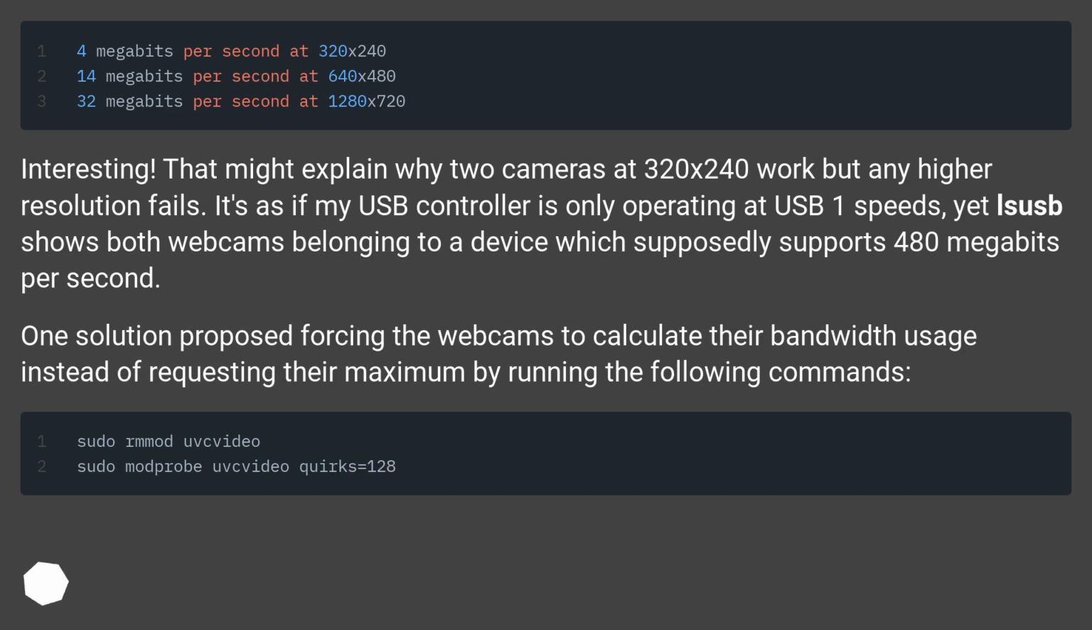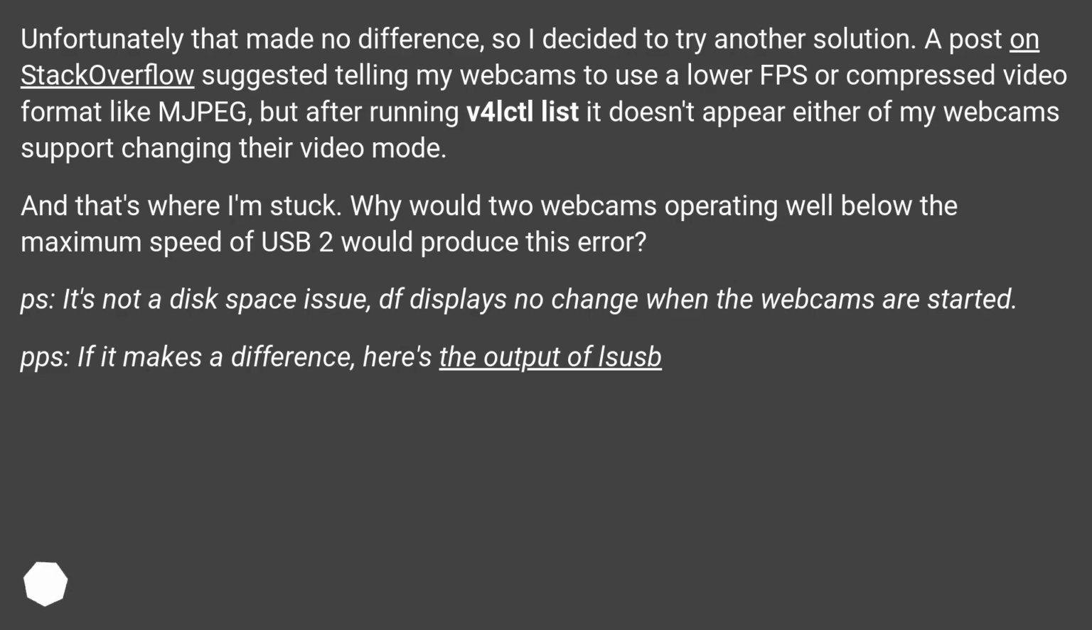One solution proposed forcing the webcams to calculate their bandwidth usage instead of requesting their maximum by running the following commands. Unfortunately, that made no difference, so I decided to try another solution.